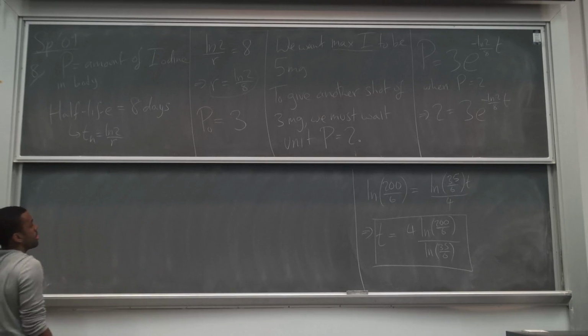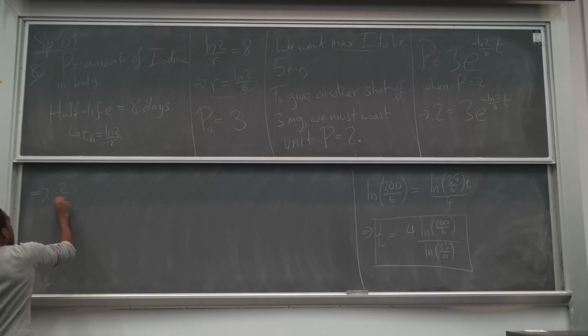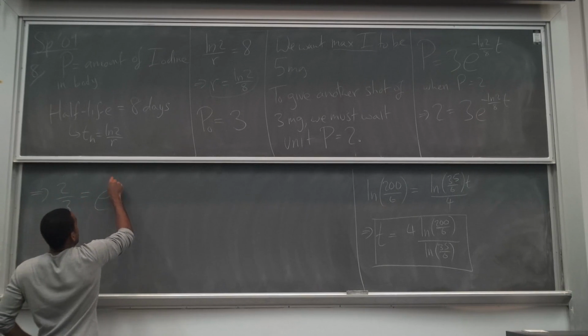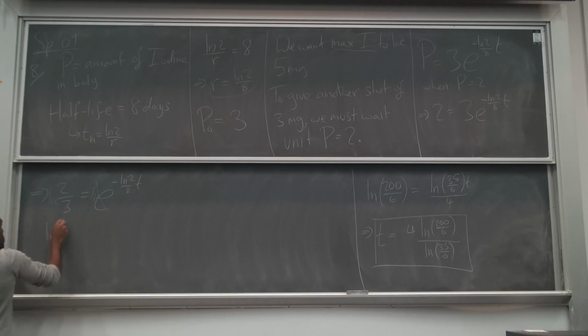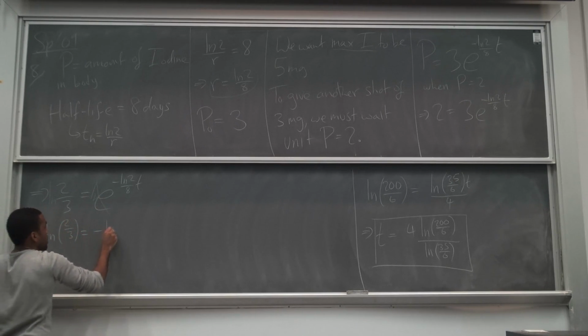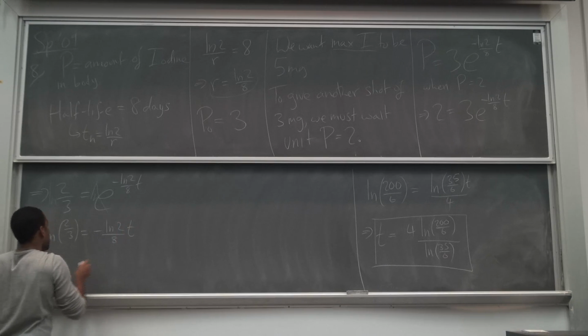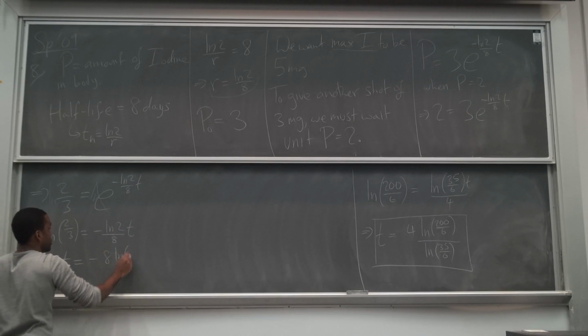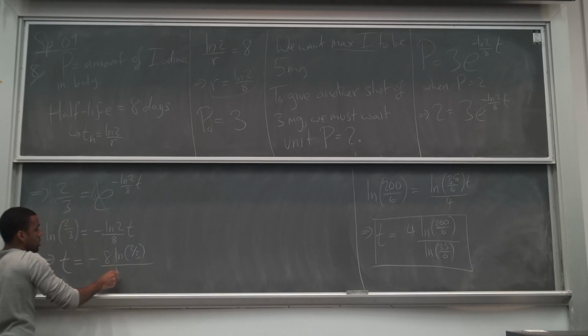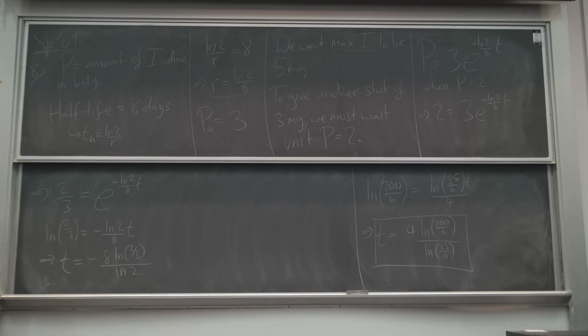Okay, so now I'm just going to solve that same old story. 2/3 is equal to e to the minus ln2/8 t. ln both sides. If I get ln 2/3 is equal to minus ln2/8 t. This means your t is minus 8 ln 2/3. That's how long I have to wait before injecting again.